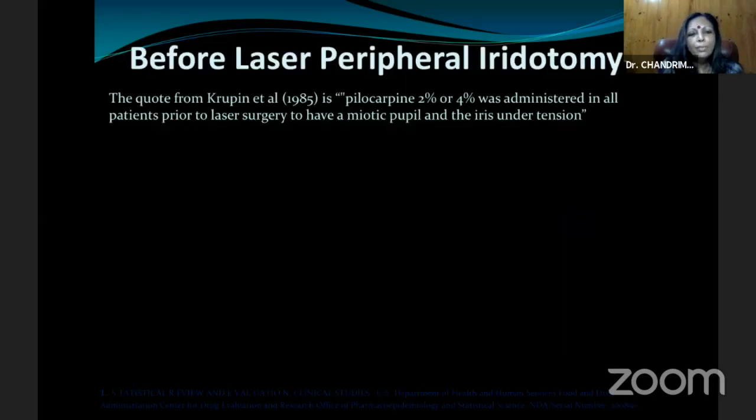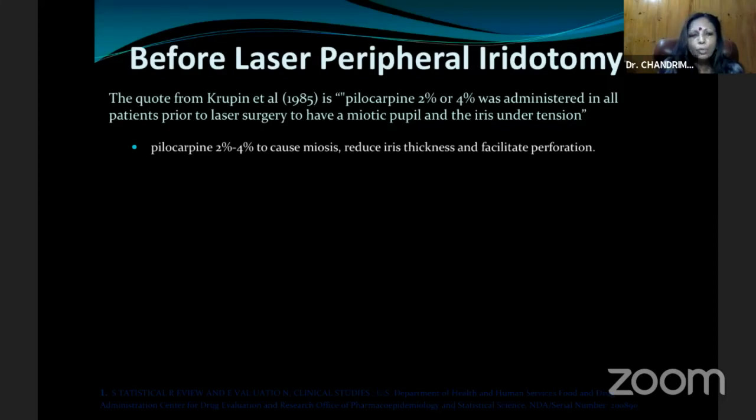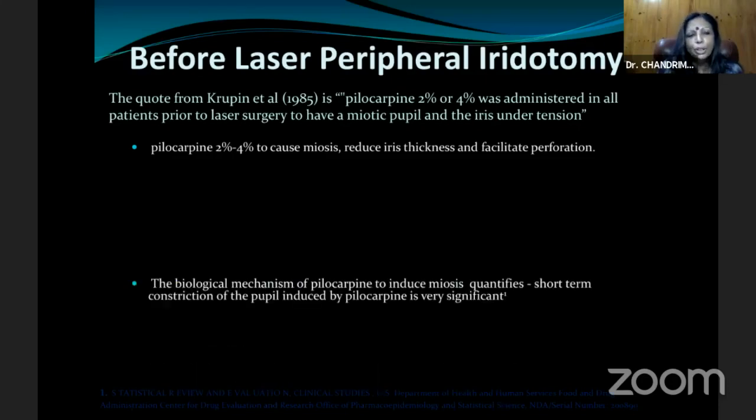Before laser peripheral iridotomy, the code from Krupin et al. was that pilocarpine 2% or 4% was administered in all patients prior to laser surgery to have a myotic pupil and the iris under tension. That holds good even today. We do use pilocarpine. We do not get the 4%, but we use the 2% to cause miosis, reduce iris thickness and facilitate perforation.